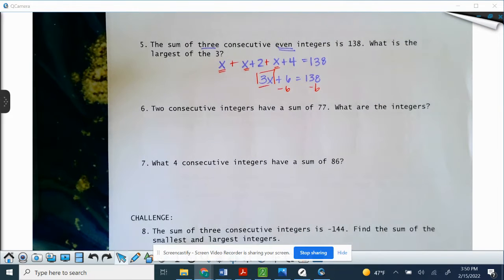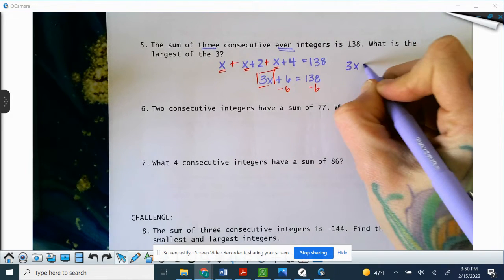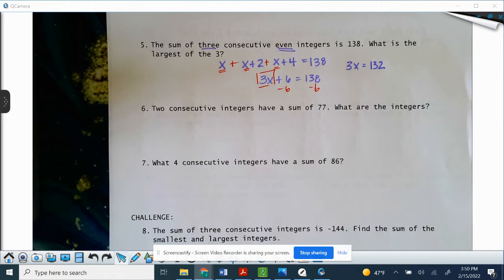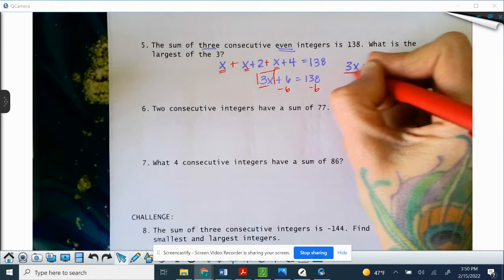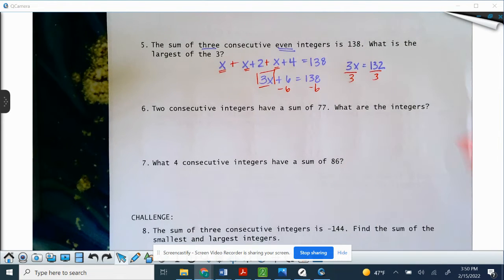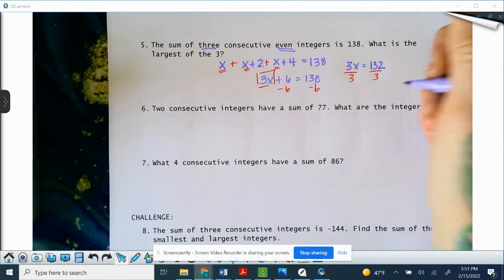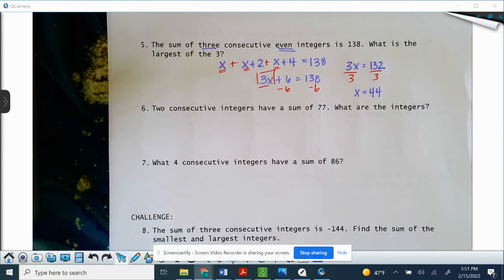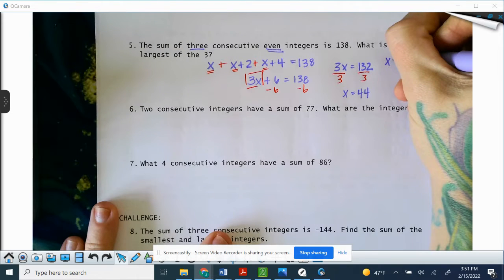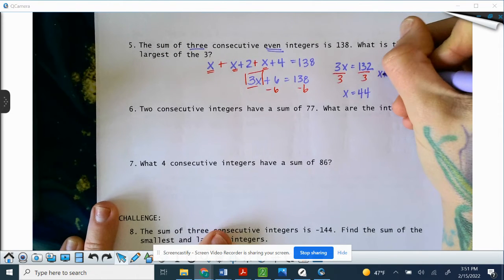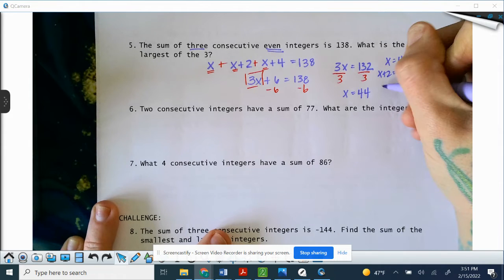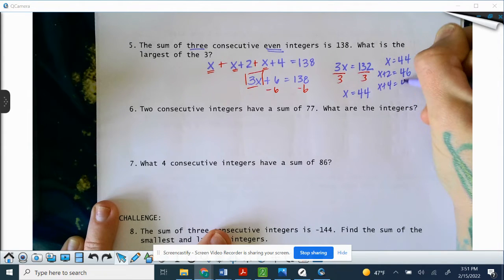We're going to subtract 6 because we need to get that 3x by itself. And that's going to give me 3x equals 132. 132 divided by 3, because that's 3 times x. So we're going to divide by 3 because it's the inverse of multiplication. And x is going to equal 44. So 3 in a row. X plus 2 would be 46. 44 is even, so that's good too. And then x plus 4 is 48.